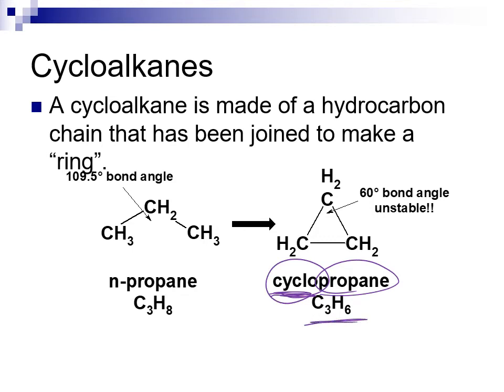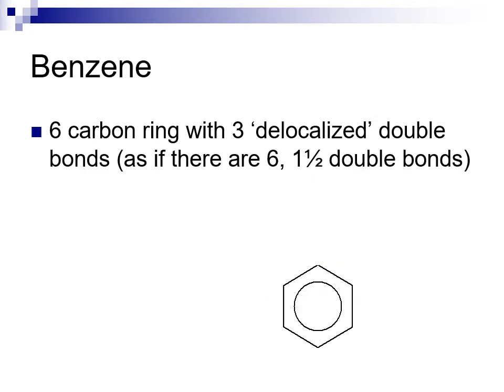Realize this does change the formula because in order for these two carbons to connect, they're each going to have to give up a hydrogen. So we're going to be short 2 hydrogens from what we'd have in a linear alkane.